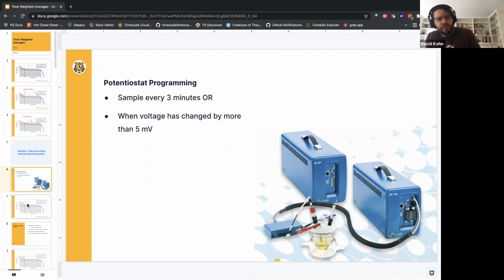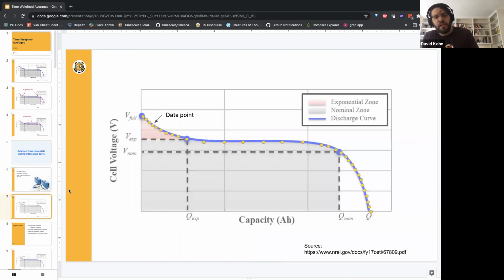So what we'd end up with is a curve that looks something like this. We'd have more data during those interesting bits. The data points would be closer together. And then during that long boring bit, we just have fewer samples. And then we'd have more again during that end part of the curve.